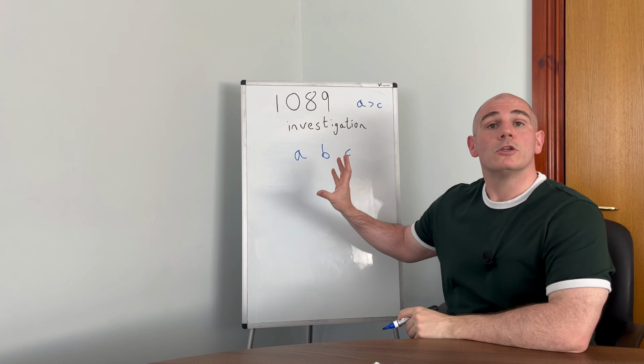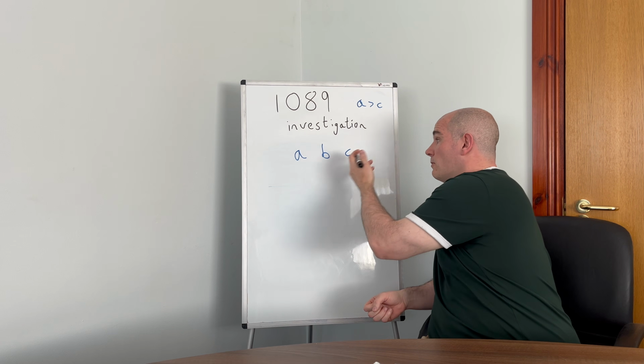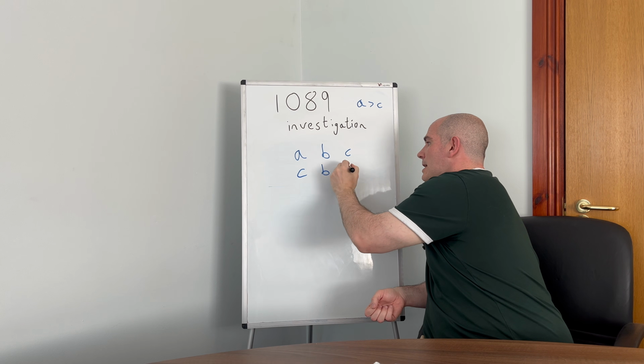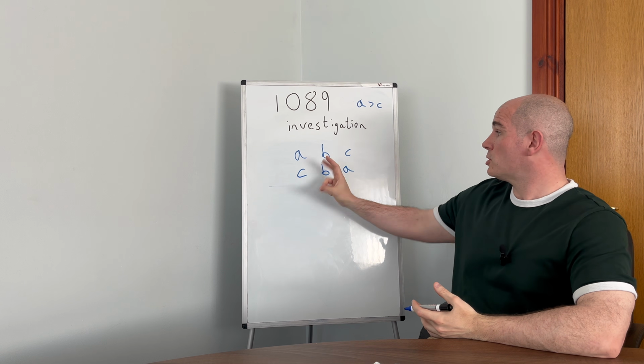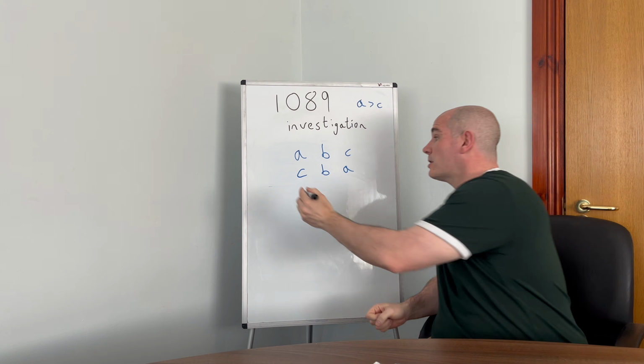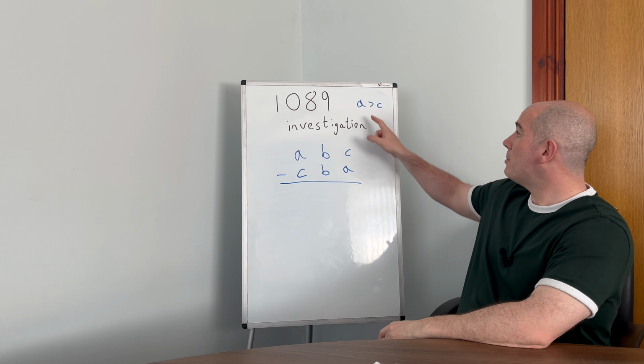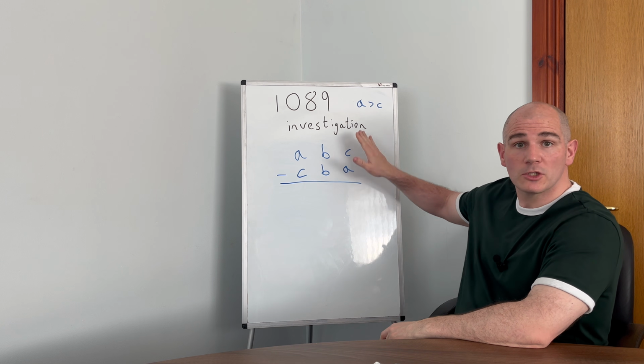Okay, now what we're going to do is reverse it and see what we get. So if we reverse it, we're going to get C, B, A. So we've just reversed it. The digit in that column and that column will switch around. Now we're going to subtract them. Well, C take away A. Well, we know that A is bigger than C, so we can't subtract here.